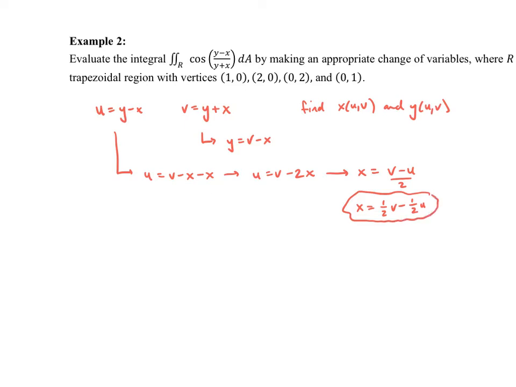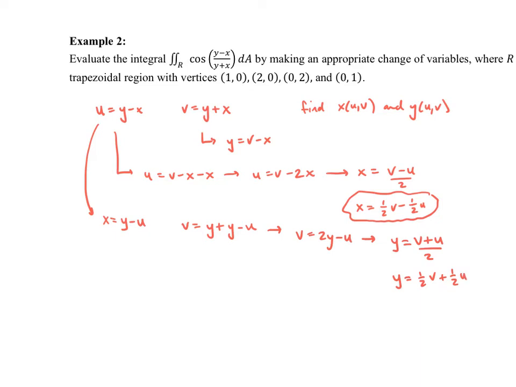Then we also have to do the same thing for y. Let's take the first equation and solve it for x. So we have x equals y minus u. Then we plug that into the other equation: v equals y plus, instead of x, y minus u. So that gives us v equals 2y minus u. If we solve that for y, we get v plus u divided by 2, or a better way to write it is 1/2 v plus 1/2 u. So there we go, we got our two equations.